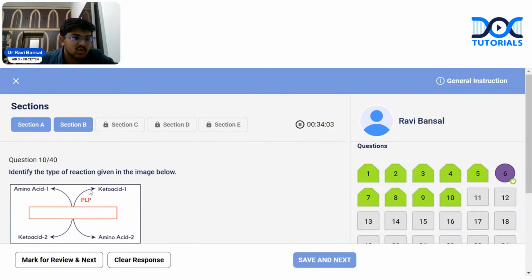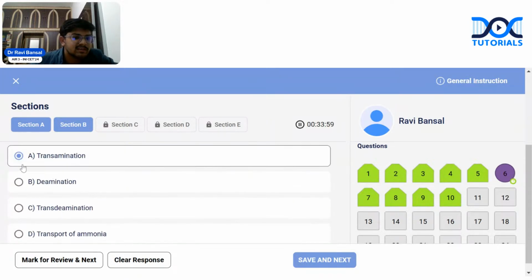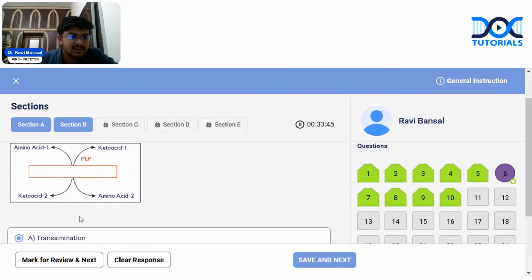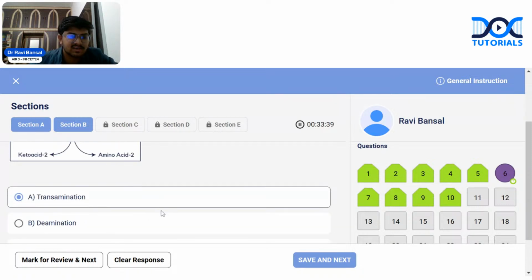If you go directly to the options without thinking about the question, you see transamination, deamination, transdeamination. So there are some confusing options. So in the heat of the moment, when you are giving the exam, you might get confused. So just before going to the options, prepare some answer in your mind. Okay, what should be the answer of this question? So transamination is right.